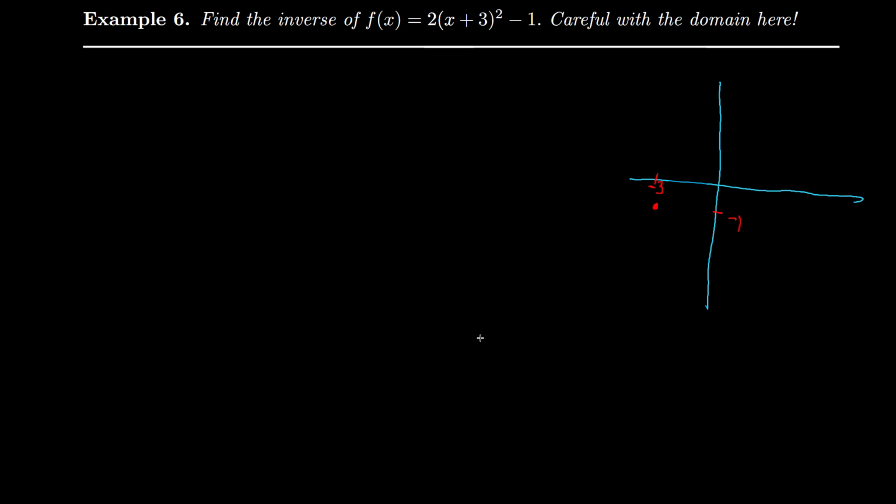And then it's also been stretched vertically by a factor of 2. And it does not quite matter what it looks like in terms of the stretching, in terms of restricting the domain. What we need to restrict it to is the most positive part of it, which is the part to the right. So we need to restrict the domain to be everything greater than or equal to -3. That is, we want our domain of our function, because this isn't 1-to-1.